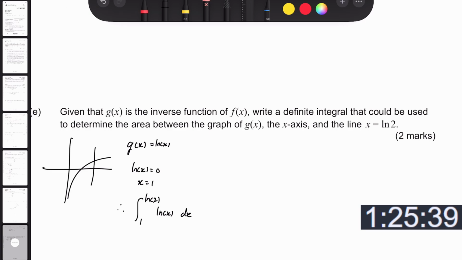We just have to write a definite integral. I don't have to evaluate it. Okay.